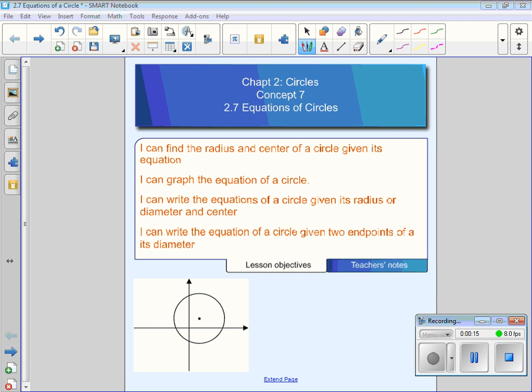I can find the radius and center of a circle given its equation. I can graph the equation of a circle. I can write the equation of a circle given its radius or diameter and center. I can write the equation of a circle given two endpoints of a diameter. We need to be able to do all four of those things by the end of this lesson today, as well as practicing it and looking at a test and quiz.